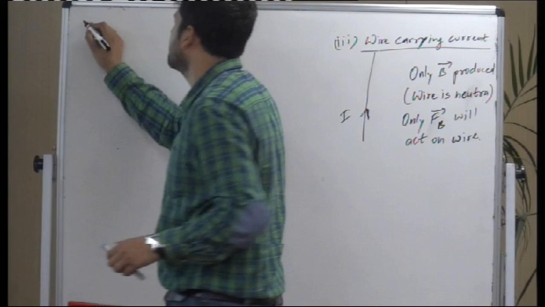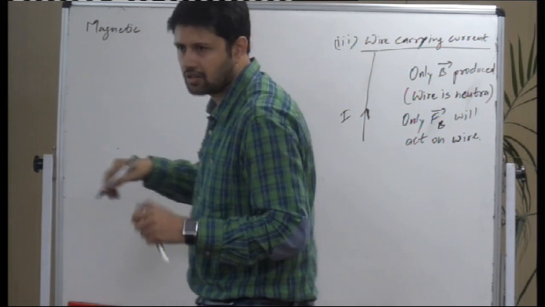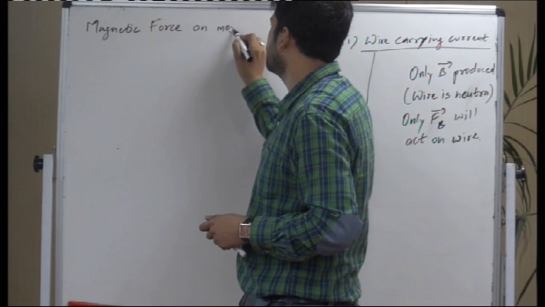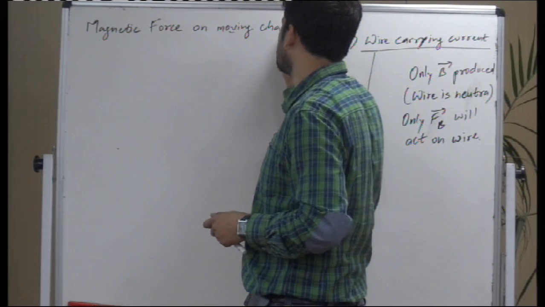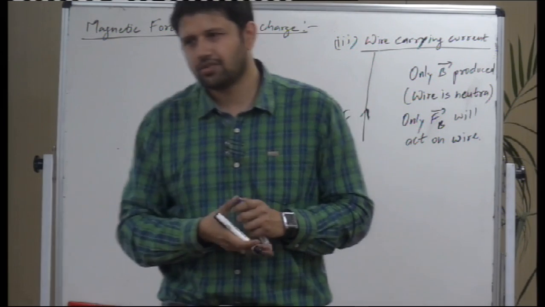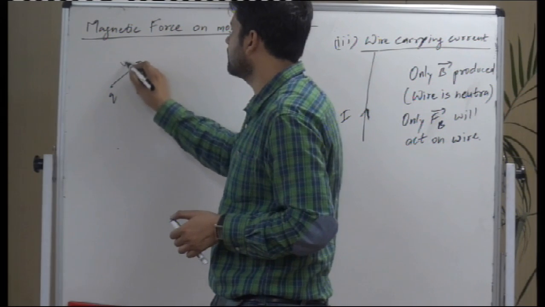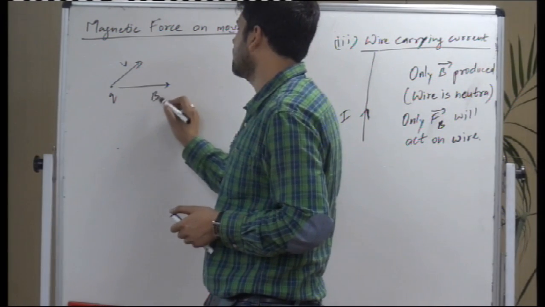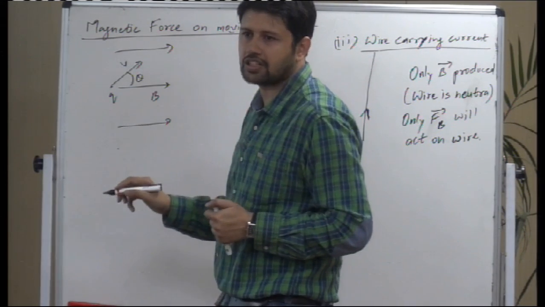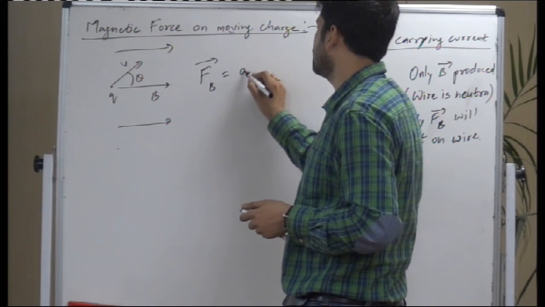So, magnetic force. Let's find the magnetic force on a moving charge. Okay, this you would already be knowing. Let's say a charge Q is moving with some velocity V in a region of magnetic field where the angle between the two is theta. We can write the magnetic force as Q V cross B.